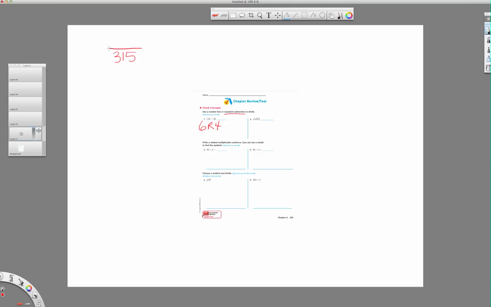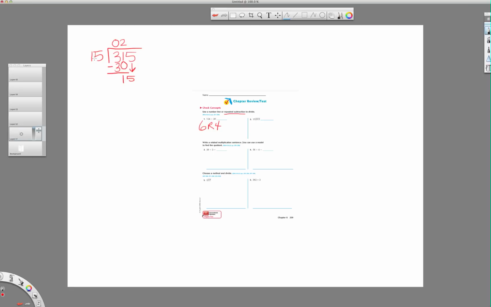315 divided by 15. So in the traditional way, remember we first ask ourselves how many times does 15 fit into 3? 15 cannot fit into 3. It's bigger than 3, so we put a 0. So then we ask ourselves how many times does 15 fit into 31? 15 can fit into 31 2 times. 2 times 15 was 30. So now we subtract. 31 minus 30 is 1. We bring down our 5, so now we have 15 here.